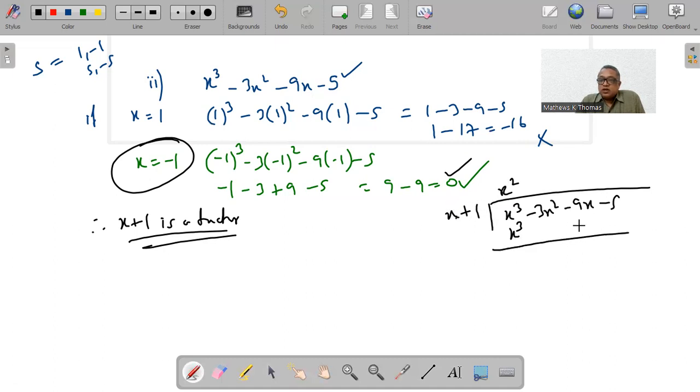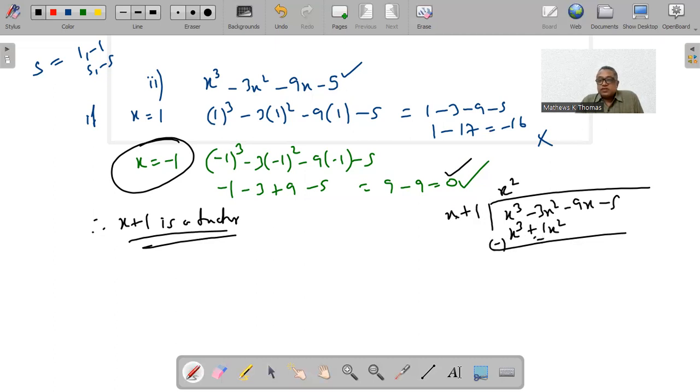Then you are going to multiply 1 with x square. 1 into x square is 1x square. So see the step, x into x square is x cube. I have to get the exact number, and I don't leave it here. I have to multiply 1 also with x square. So I get 1x square.